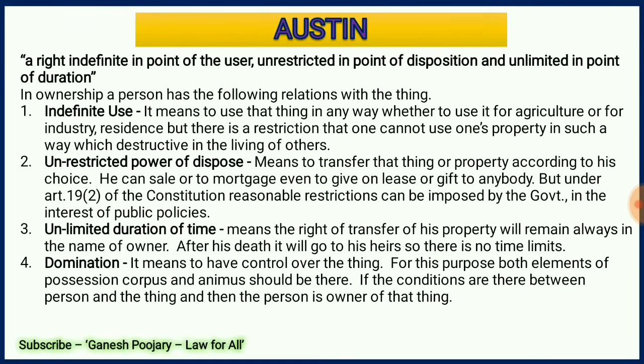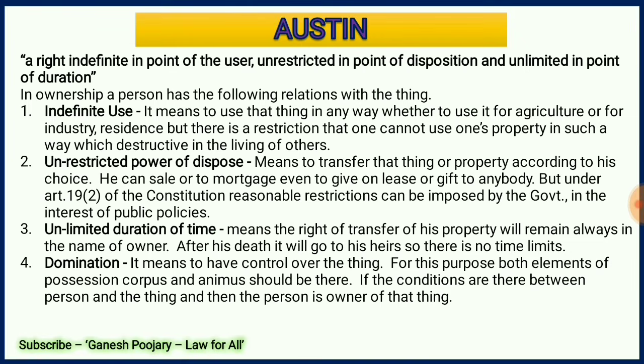Austin, in his definition of ownership, says ownership is a right indefinite in point of user, unrestricted in point of disposition, and unlimited in point of duration. He brings four important aspects in his definition, that is indefinite use, unrestricted power of disposal, unlimited duration of time, and domination. Indefinite use means he can use his property in whatever way he wants to use it if he is the owner of such property. For example, if such property is land, he can use that land for agricultural, industrial, or residential purpose, or whatsoever purpose which doesn't harm others. That is the only restriction they are having.